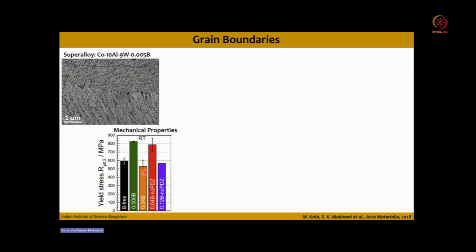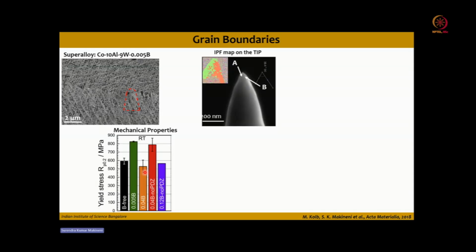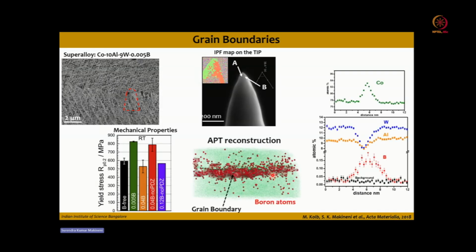Usually, boron strengthens the grain boundary, but you can use atom probe tomography to get the details. This is the transmission Kikuchi diffraction of that particular boundary. You can see the presence of a boundary between the two orientations. If you take the APT reconstruction, at the grain boundary the boron atoms are segregated, and it goes up to 0.15 percent, along with the cobalt. So due to the enrichment of boron, it strengthens the grain boundary and increases the yield strength of the alloy.